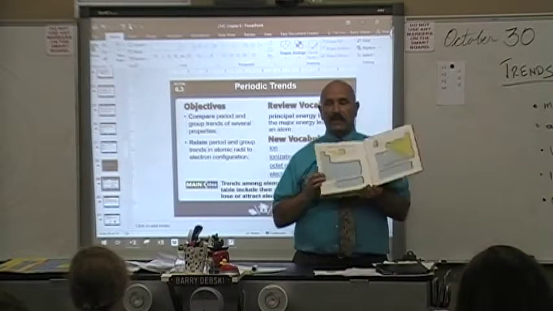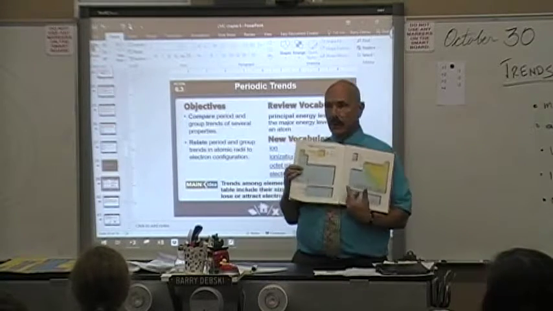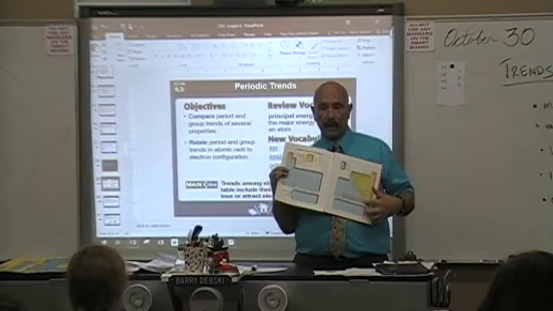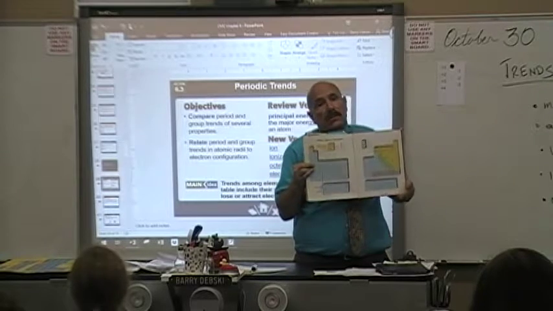Okay. Again, this makes it really clear. My colors up there are a little bit different, but everything blue here is a metal. Everything yellow here is a non-metal. Everything green here is a metalloid. And mine are different colors, but same pattern.